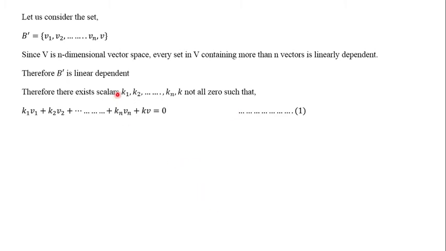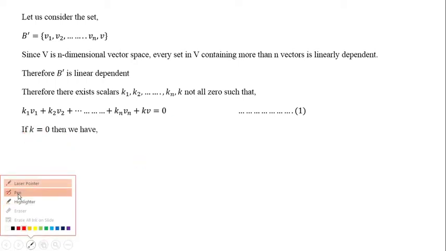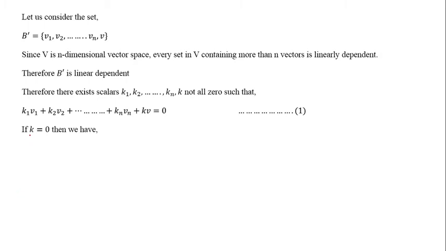And therefore there exist scalars k1, k2, etc., kn and k, not all 0, such that the linear combination k1 v1 plus k2 v2 plus etc. kn vn plus kv equal to 0. Now let's see what happens if k equal to 0. So if k equal to 0, from this equation we have k1 v1 plus k2 v2 plus etc. kn vn equal to 0.